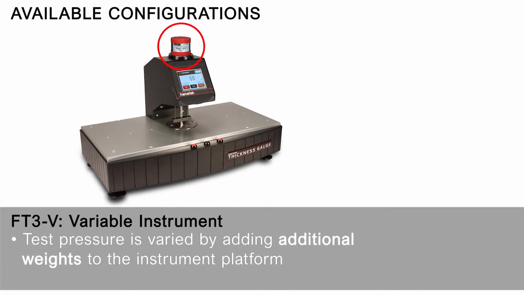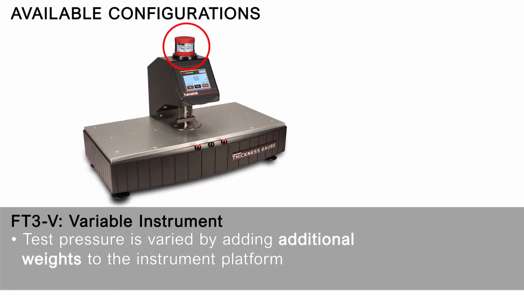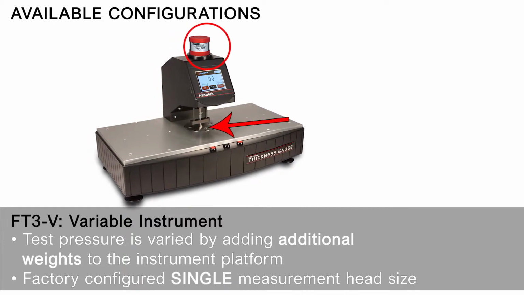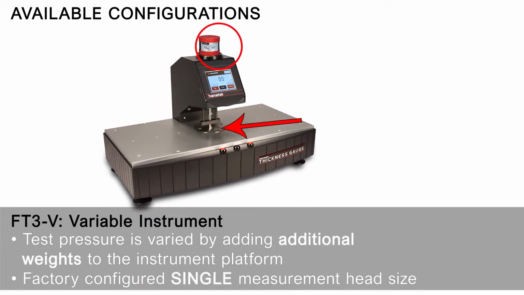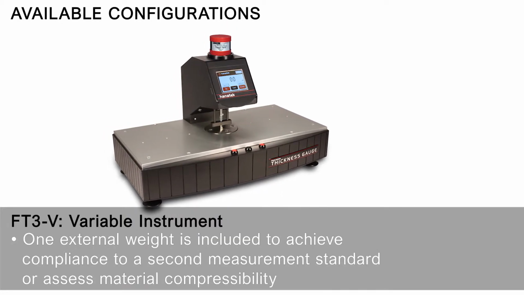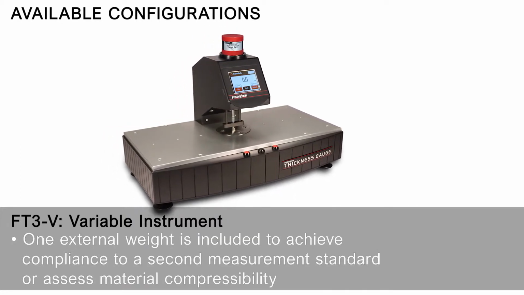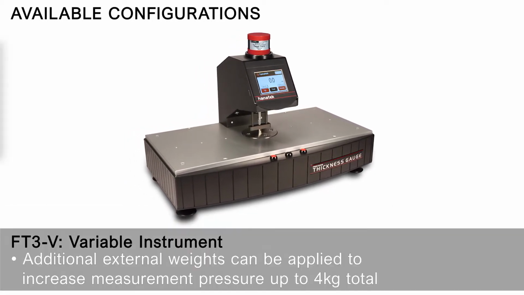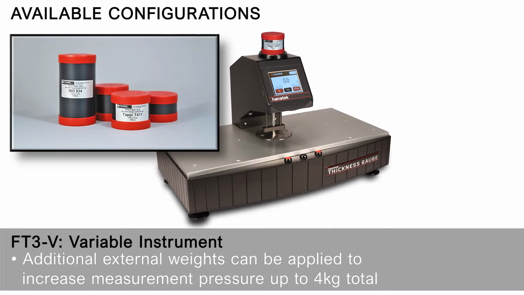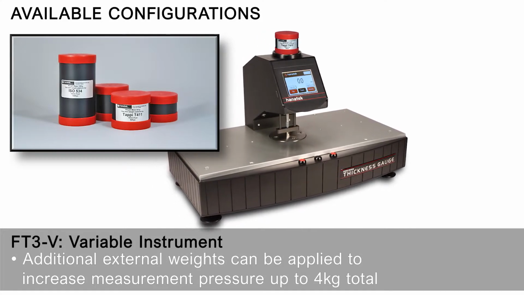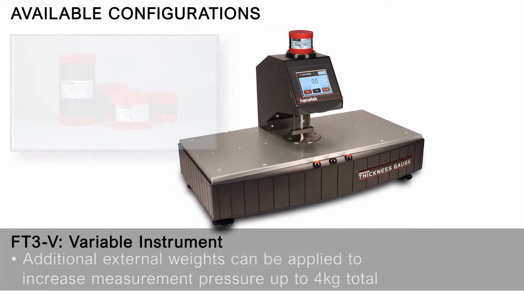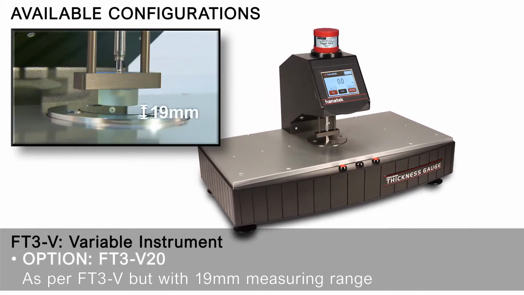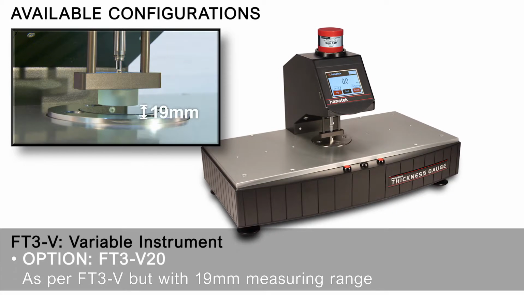FT3V, variable instrument. Test pressure is varied by adding additional weights to the instrument platform. Factory configured single measurement head size. One external weight is included to achieve compliance to a second measurement standard or assess material compressibility. Additional external weights can be applied to increase measurement pressure up to 4 kilos total. Option: FT3 V20, as per FT3V, but with 19mm measuring range.